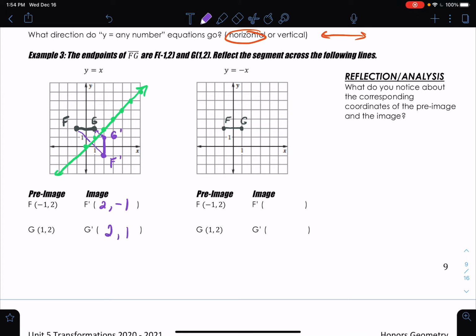So if you'll notice, what do you notice about those coordinates? When I reflect across y equals x, all I'm going to do is flip-flop my coordinates. Okay, that's what's going to happen there. So instead of counting up or down or left or right, I'm counting on that diagonal, on that perpendicular slant.